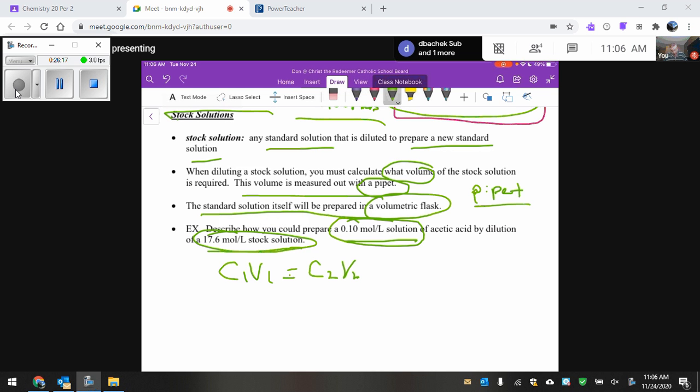So I'm going to go ahead and do this real quick. 17.6 molar is going to go here. That has to be my original concentration, obviously, because that's the bigger one. I'm going to leave that blank for now. We want to make a 0.10 molar solution. I want to end up with 0.10 molar solution. Now, can I solve this at this point? No. This is four variables and I only have two of them. What's the missing number? Anyone?